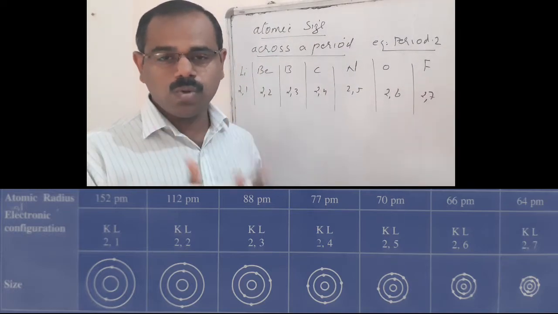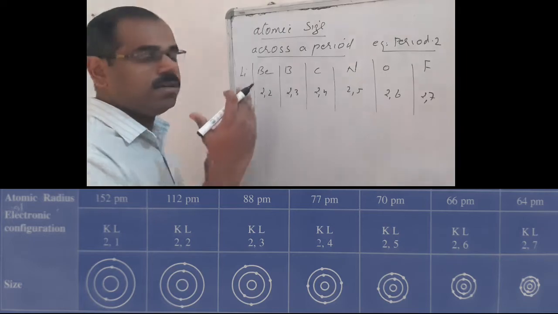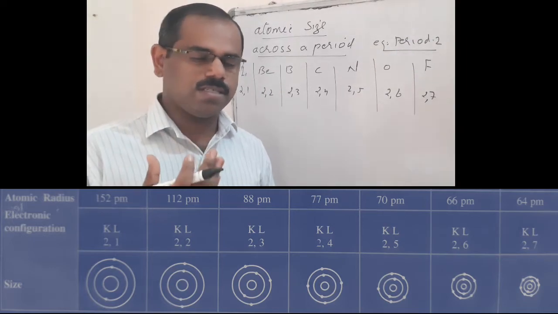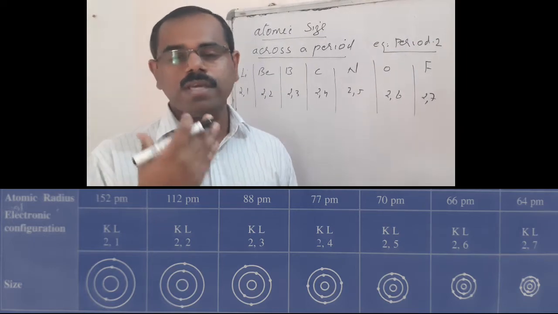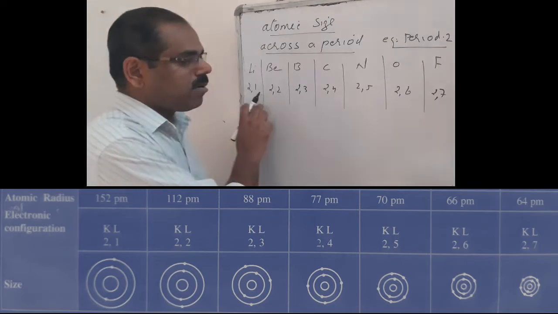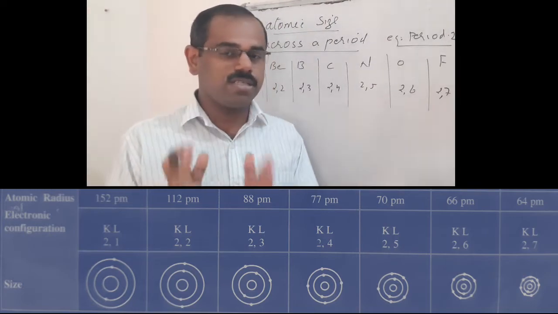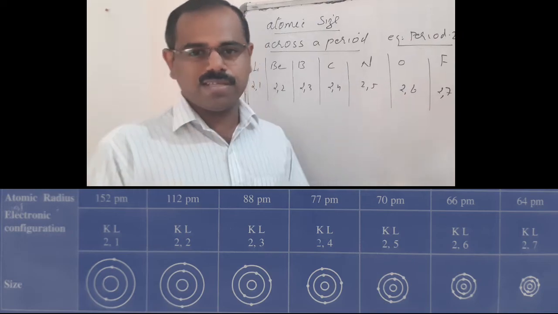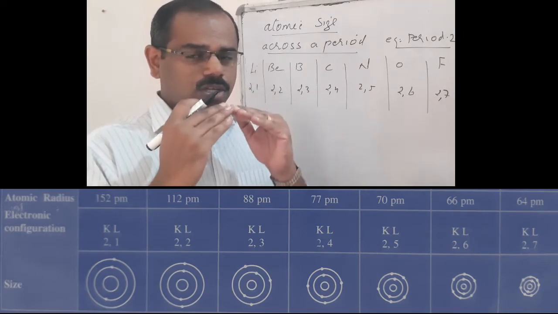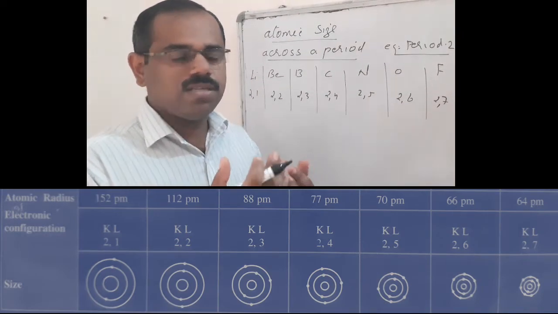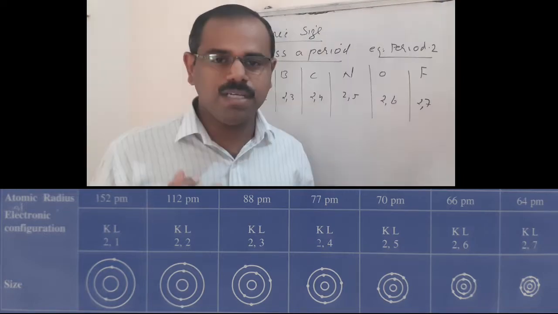That means the nuclear charge increases from left to right. Nuclear charge increasing means nuclear pulling also increases. But the number of shells remains the same. The number of shells remains the same, but the nuclear pulling increases. That means the nuclear pulling on the outer shell increases from left to right.